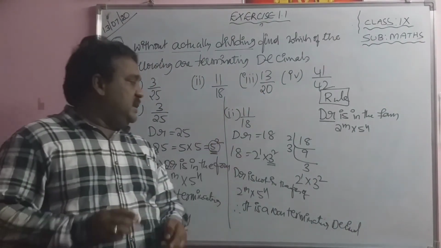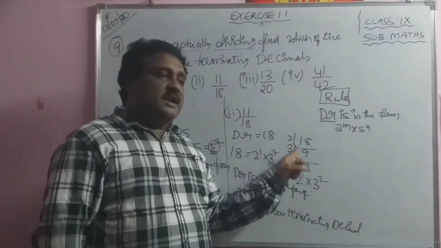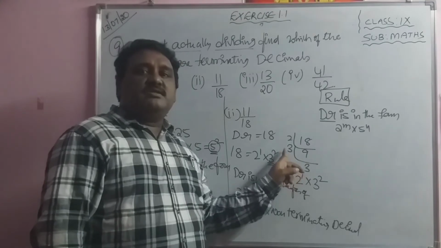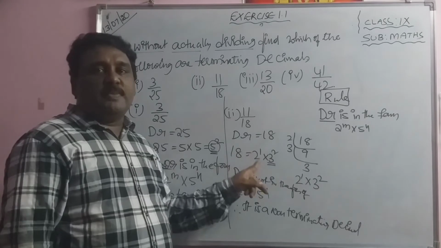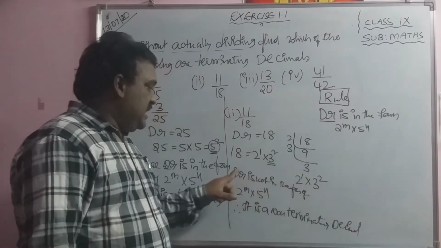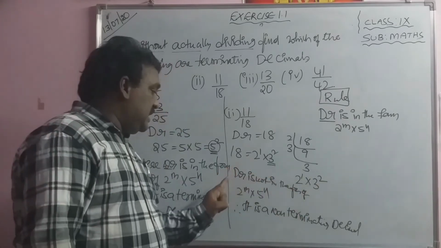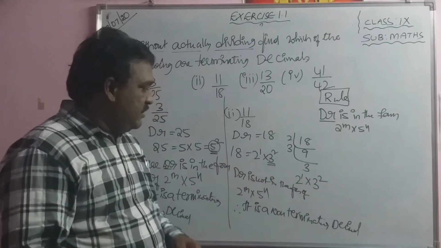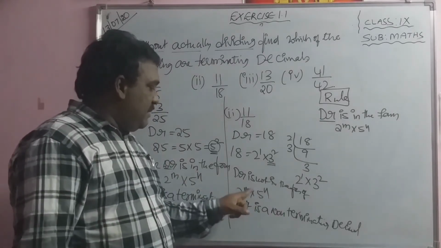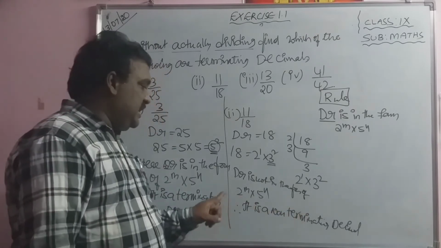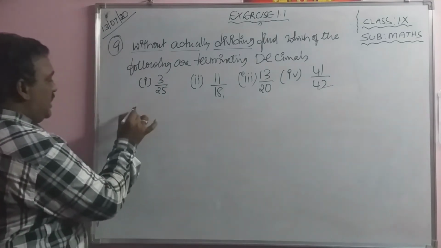So, what is the denominator? 18. How to write 18? 18, 2 table, 9 times. Then 9, 3 table, 3 times. So, what we get? 18 equal to 2 power 1 into 3 square. Denominator is 3 not okay. So, denominator is not in the form of 2 power m into 5 power n. Therefore, it is a non-terminating decimal. So, third sum is 13 by 20.